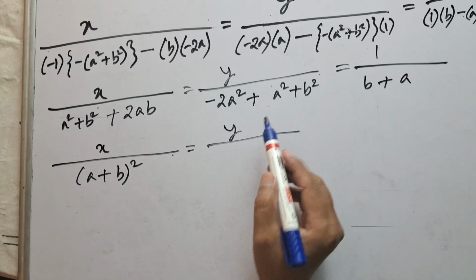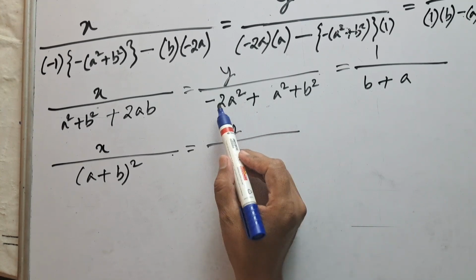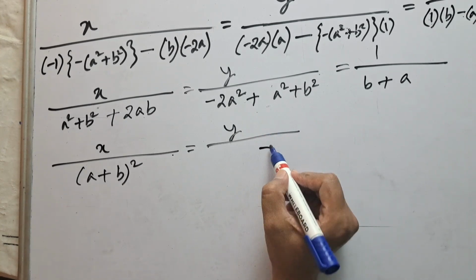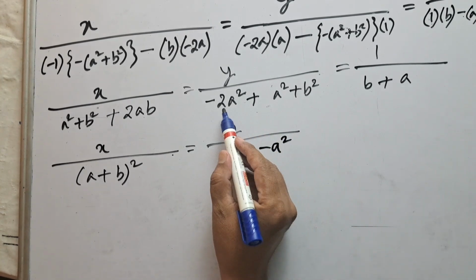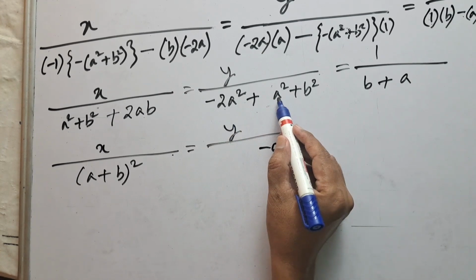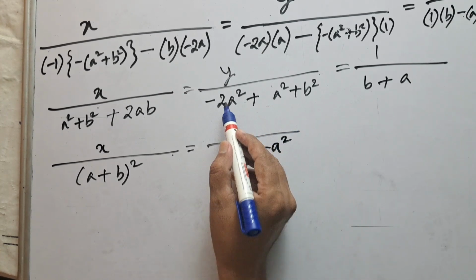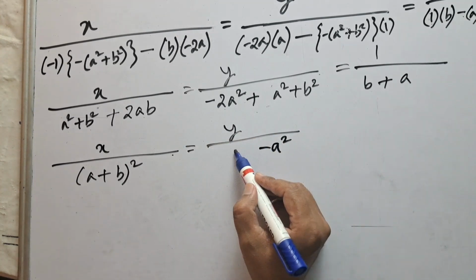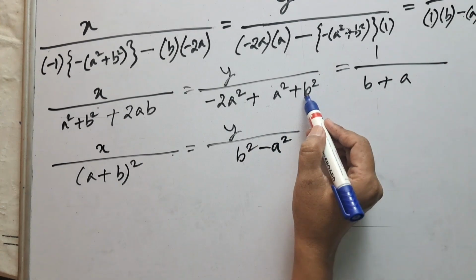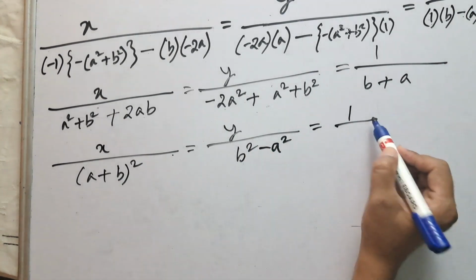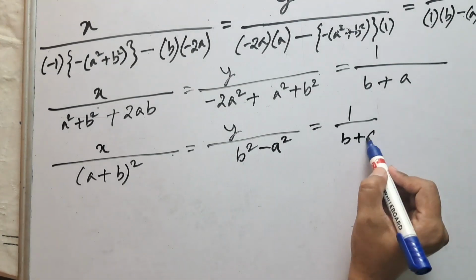So we have plus a square and minus 2a square, isn't it? That becomes minus a square. 2a square is negative, this a square is positive. So 2a square minus a square is a square. The sign of the greater number comes here, minus a square. This b square we write before this, because this is positive, so we write b square before, equal to 1 upon b plus a, isn't it?